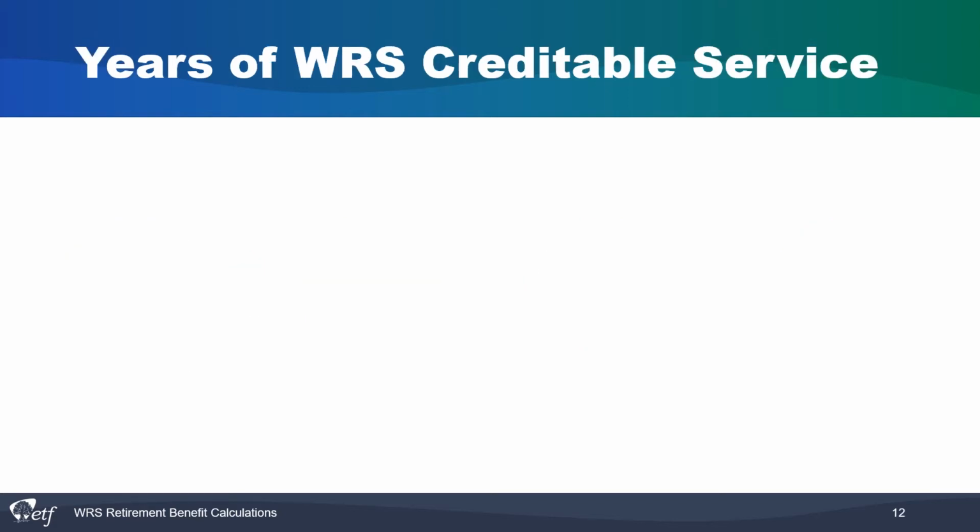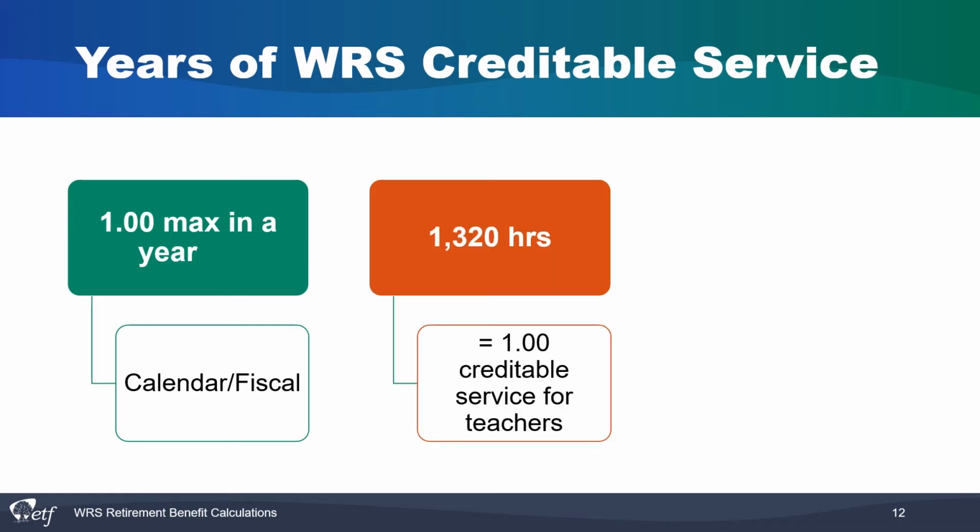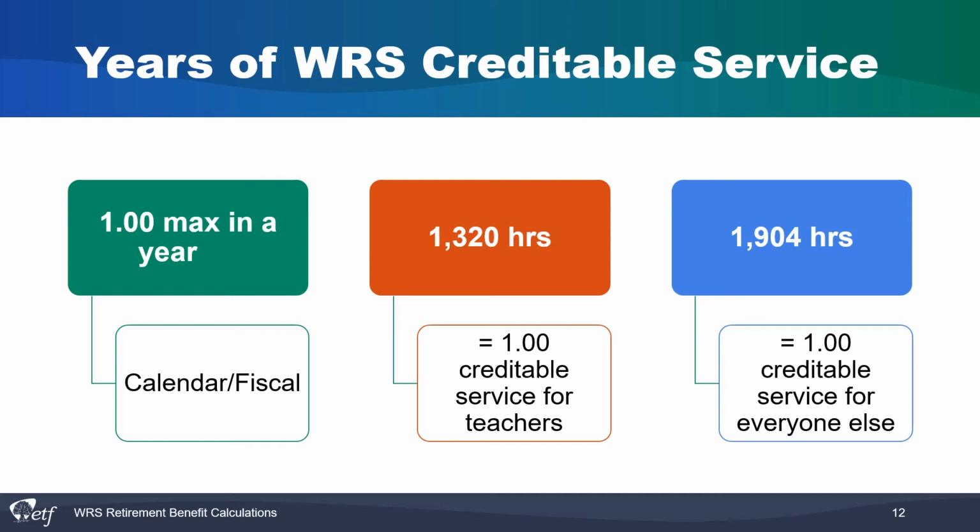Your service is determined based upon the number of hours you work for any employer in the WRS. You can earn 1 year of service maximum in a year, whether it be a calendar year or a fiscal year. For teachers, the number of hours to receive 1 year of service is 1,320 hours. For other WRS categories, 1 year of service is achieved in 1,904 hours.